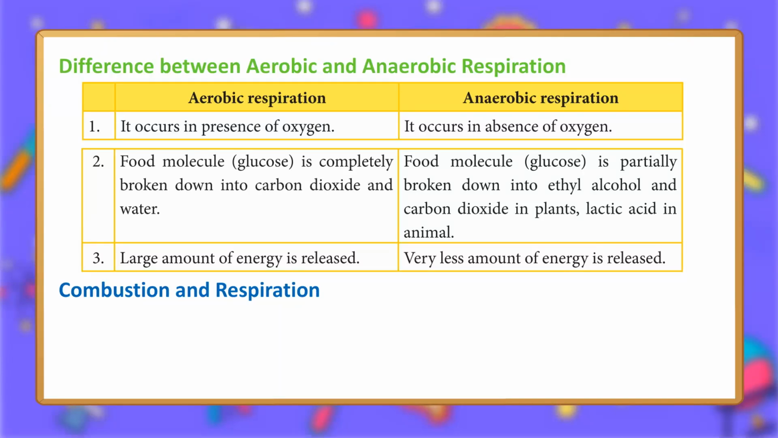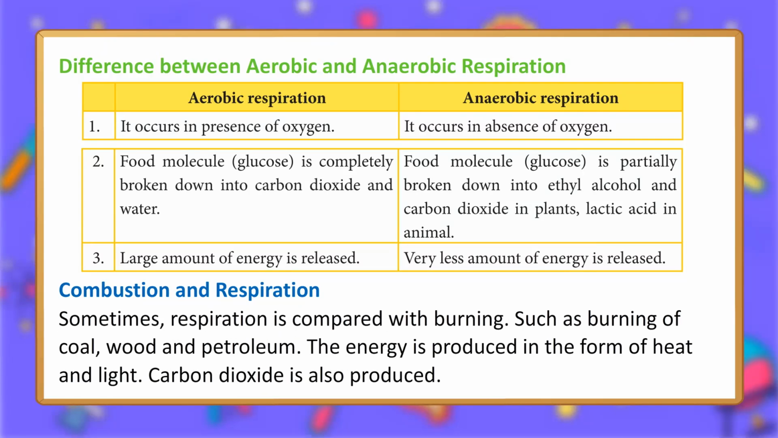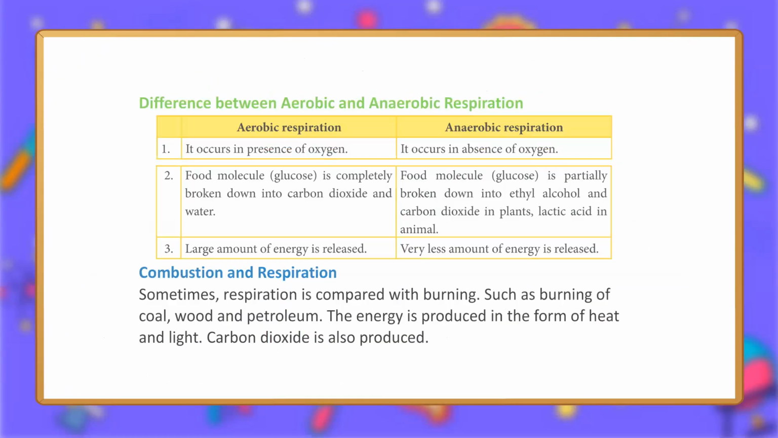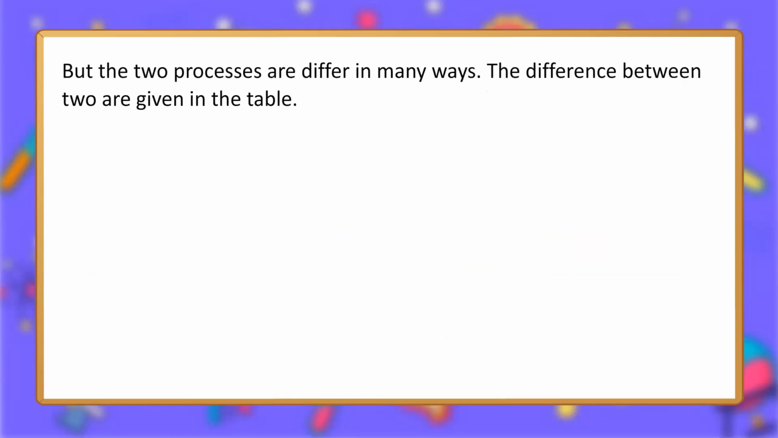Combustion and respiration. Sometimes, respiration is compared with burning, such as burning of coal, wood and petroleum. The energy is produced in the form of heat and light. Carbon dioxide is also produced. But the two processes differ in many ways. The differences between the two are given in the table.